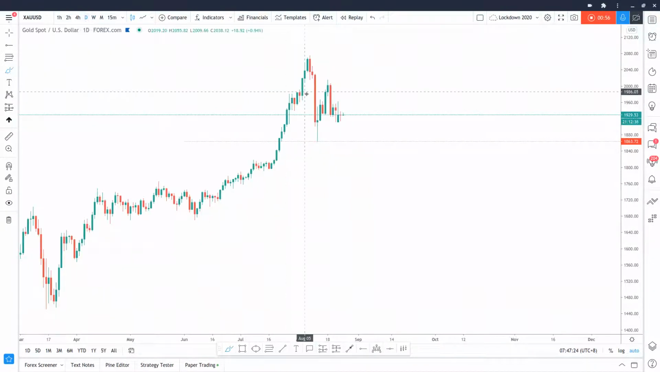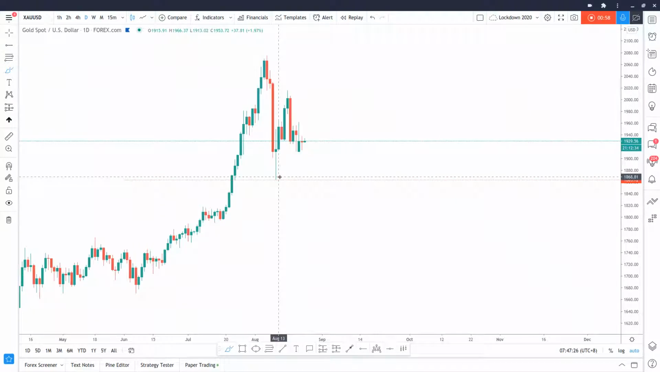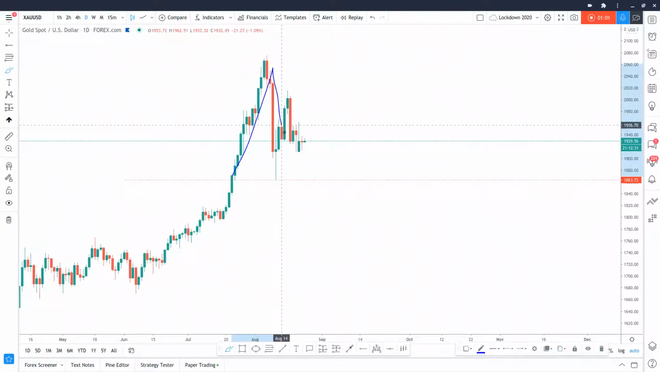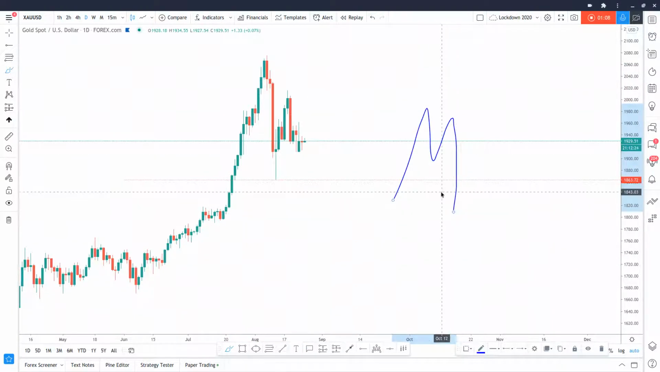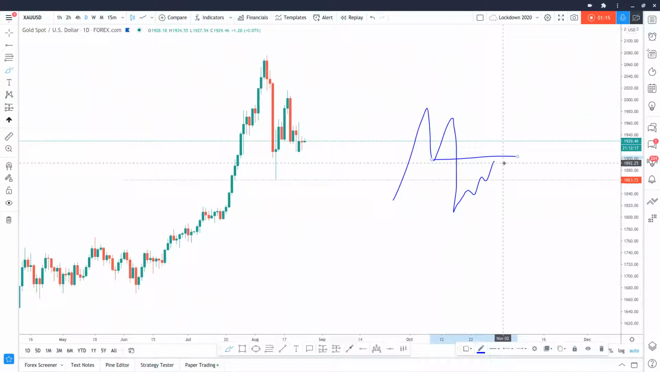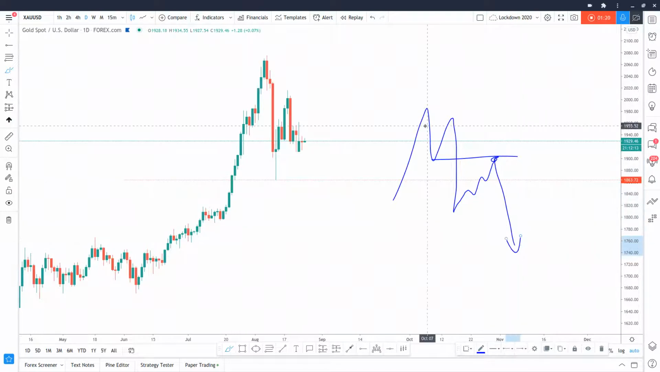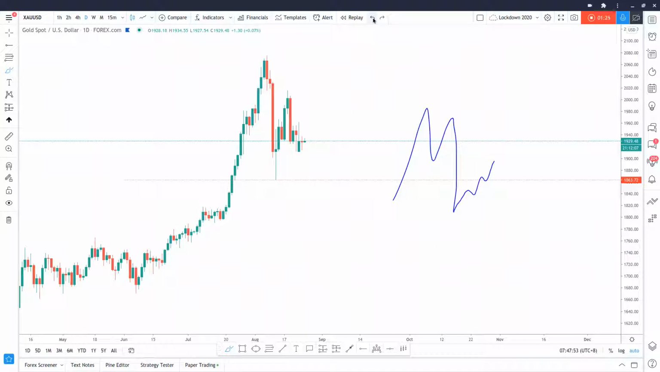If we go down on the daily time frame, it's pretty clear that the market is now starting to create this M formation. Now, after an M formation, what can we expect? If the market makes an M formation, normally what we expect is the market to come up and retest the neckline of that M formation to grab some more liquidity in order for the next push to the downside.